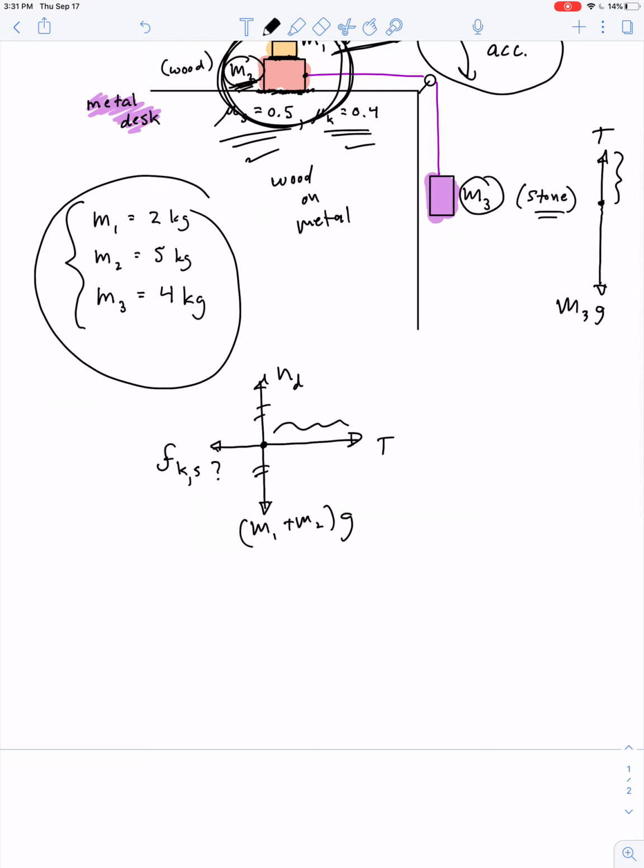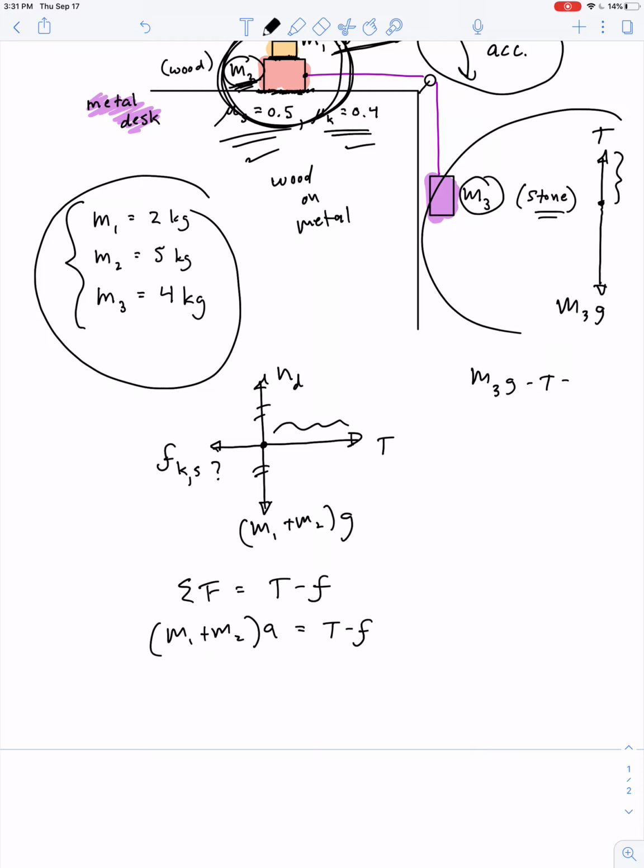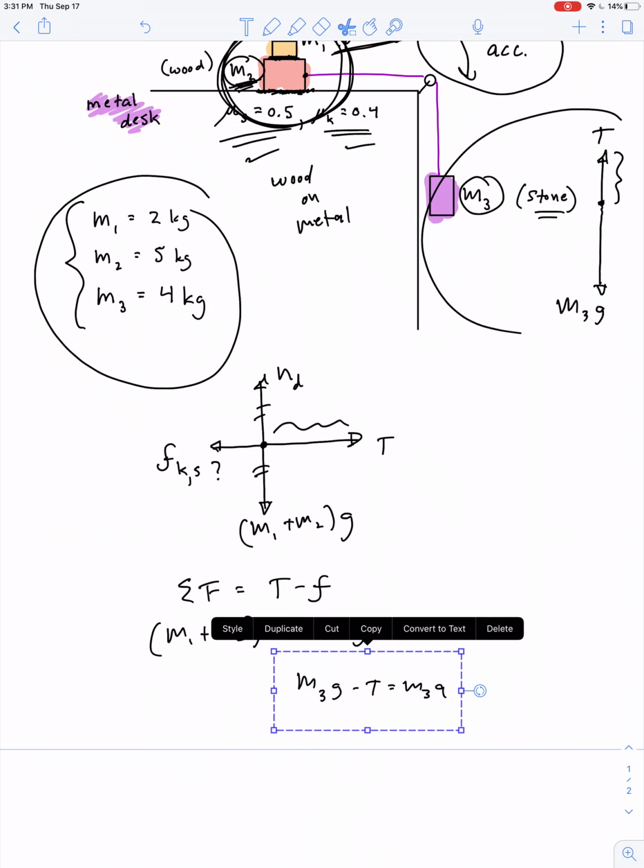The forces in opposite directions on the y-axis will cancel out, and so our net force is equal to tension minus force of friction. Whether that's static or kinetic, we're about to find out. But this becomes M1 plus M2 quantity times A is equal to T minus force of friction. Okay, and then the other free body diagram for the stone, let's see, M3G minus T equals M3A. I found the trick to these sort of problems is to add them together. I guess I should transpose this then.